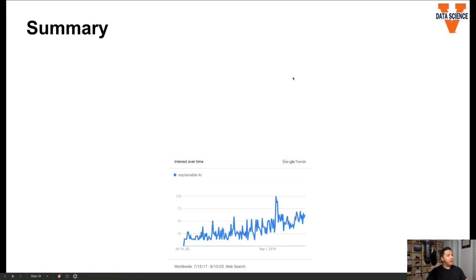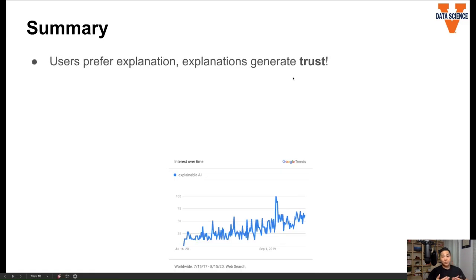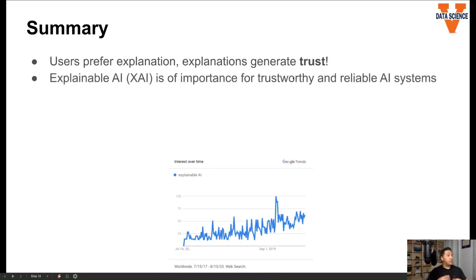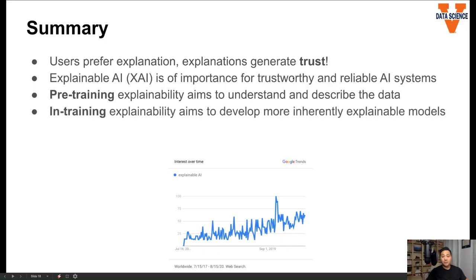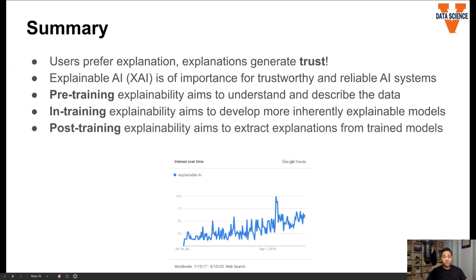All right, so in summary, users prefer explanation, and explanation generates trust. That's why explainable AI has become such a trend in research these days. Explainable AI, or XAI, is very important to developing trustworthy and reliable AI systems. And we talked about pre-training explainability, which aims at understanding and describing the data features, in-training explainability, which aims at developing more inherently explainable models, and post-training explainability, to extract explanation from trained models.